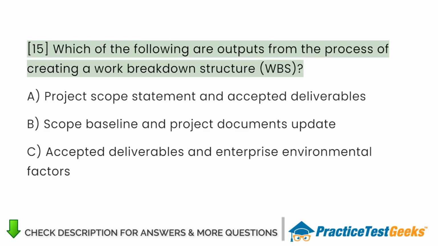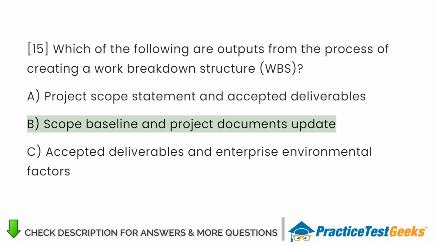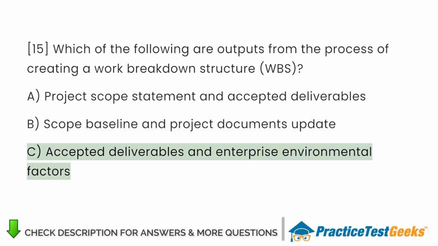Which of the following are outputs from the process of creating a work breakdown structure, WBS? A. Project scope statement and accepted deliverables. B. Scope baseline and project documents update. C. Accepted deliverables and enterprise environmental factors.